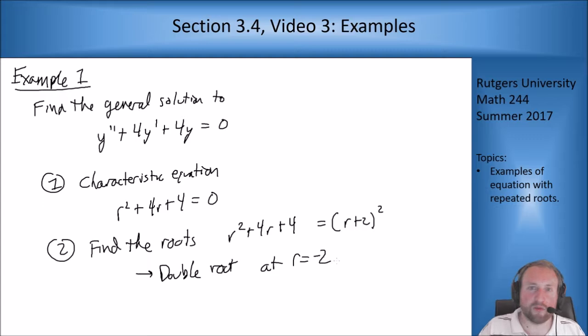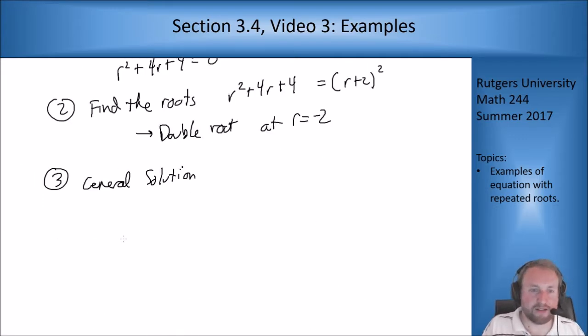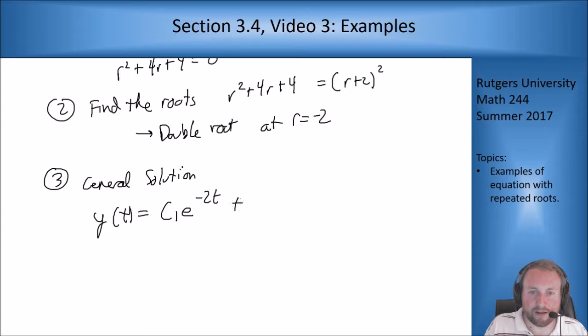So we need to write the general solution. And this is just what? y of t equals c1 e to the minus 2t, because our root is minus 2. And since it's a double root, what do I get for the second one? I get c2 t e to the minus 2t. And that's my general solution.